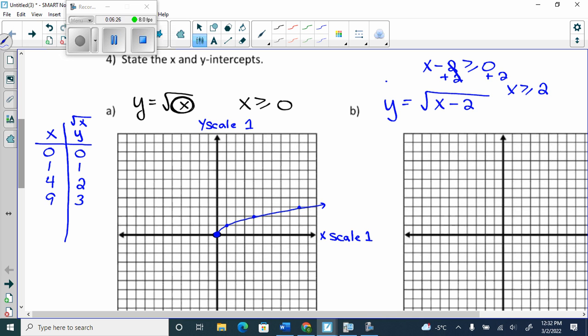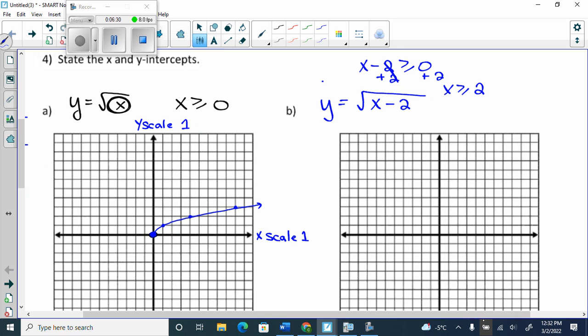So we can just move this one 2 to the right. So I can go 0, 0 is now going to be 2, 0. 1, 1 is now going to be 3, 1. 4, 2 is now going to be 6, 2. 9, 3 is now going to be 11, 3.